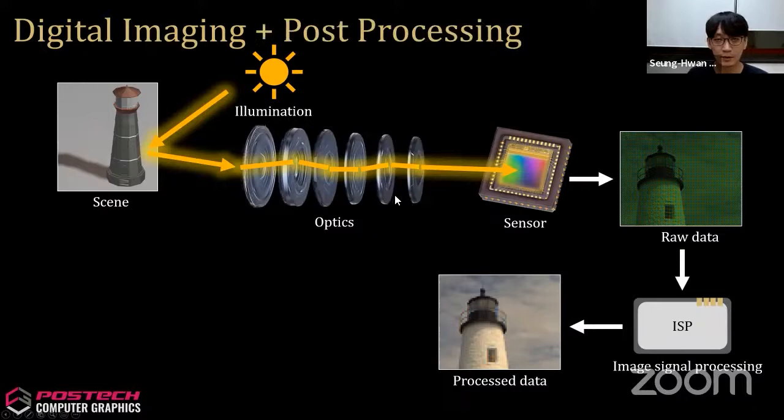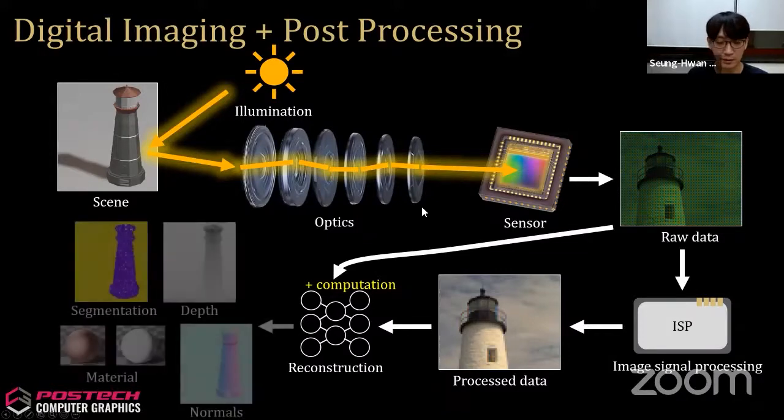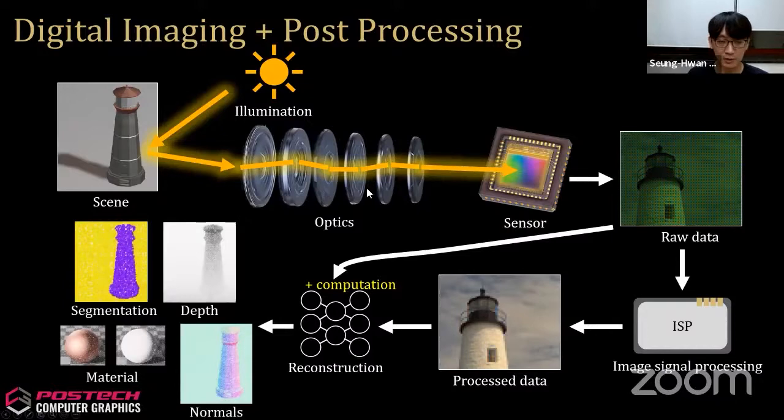Then, with the advance of computer graphics, computer vision, machine learning, and so on, what we do these days is to put a reconstruction algorithm, in other words a form of computation, to process this raw data or processed image data to recover some hidden information about the scene, such as semantic classes, depth information, material, or surface normals.